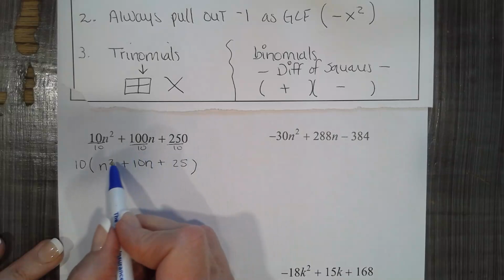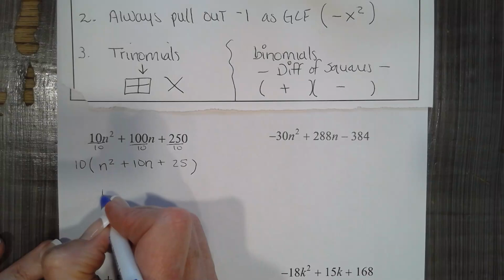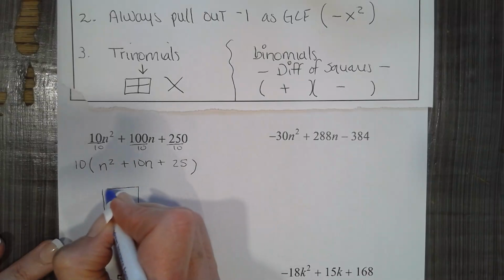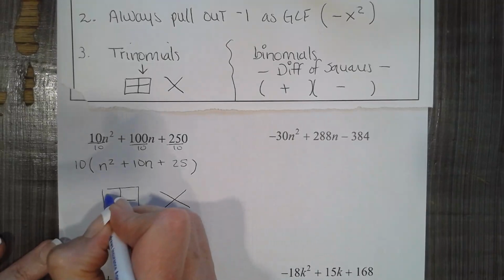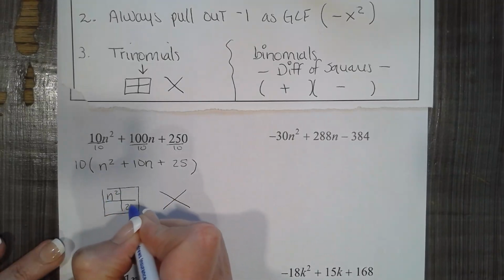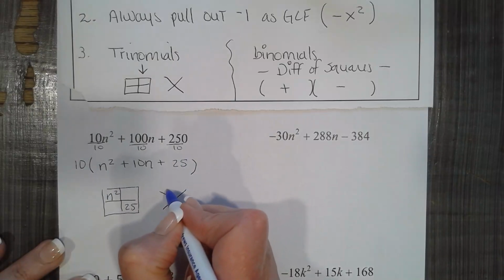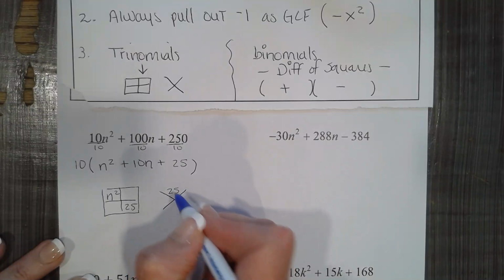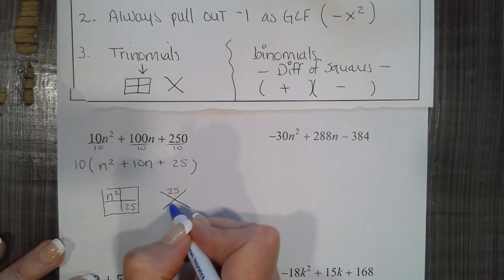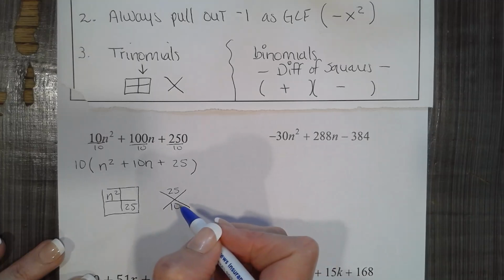Now you want to see, can I factor this trinomial again? And I can. So I'm going to set up my 2x2 box. N squared goes here, 25 goes here, multiply them together, but there's nothing but a 1 there. So the 25 goes on top. Remember, I'm trying to multiply two numbers to get to 25. The middle term goes on the bottom. I'm trying to combine or add to get to those.